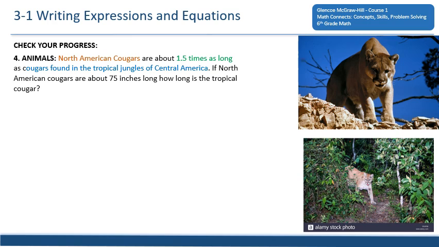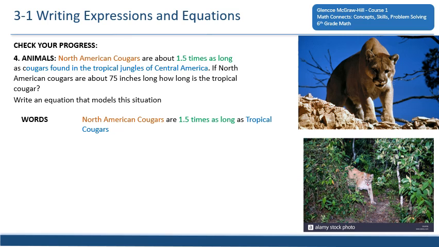Okay, check your progress. North American cougars are about 1.5 times as long as cougars found in the tropical jungles of Central America. If North American cougars are about 75 inches long, how long is a tropical cougar? We're going to write an equation in words. North American cougars are 1.5 times as long as tropical cougars.